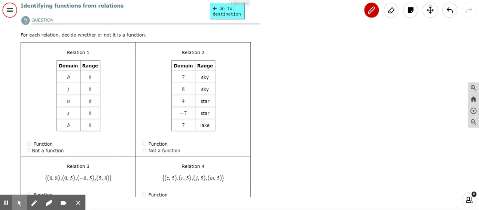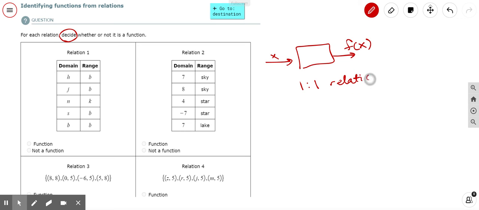It says for each relation, decide whether or not it is a function. So here's the idea of a function. If we input x into this machine and it spits out f of x, it is a function if it is a one-to-one relationship. Basically anything is a relation. Like you have so many relatives, they're related to you. Anything you graph is a relation. Anything you plot is a relation. Anything you put in a table is a relation. It's describing two things and how they relate. But the one-to-one relationship is unique, and that is the definition of a function.